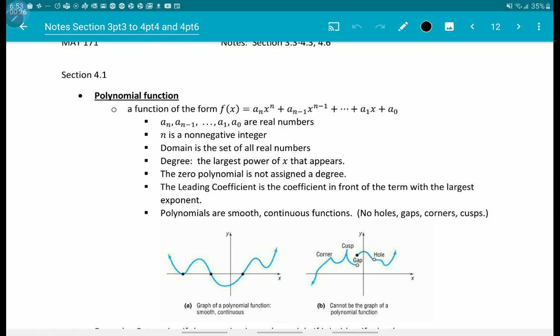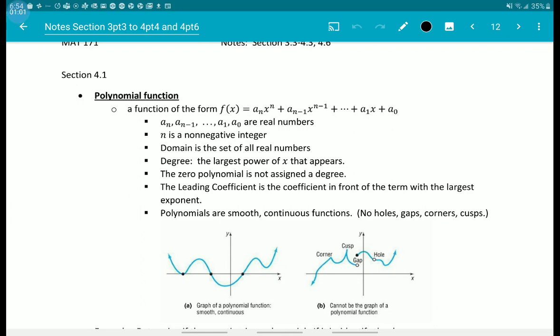So those numbers that are in front of the x's, they have to be real numbers. So we're not dealing with imaginary numbers yet. Also, that n has to be a non-negative integer. Okay, so we can't have a -3 as an exponent. We cannot have fractions as an exponent. We can have 0 as an exponent, but they have to be whole numbers or they could be 0. The domain is going to always be all real numbers for a polynomial, which means that we can plug any x value in and we'll get out some kind of y value.